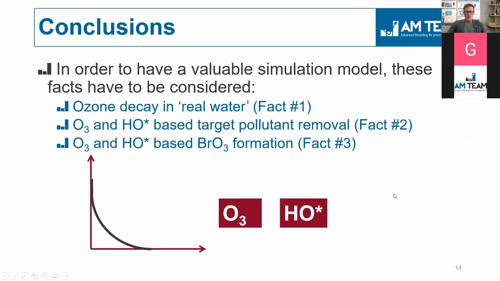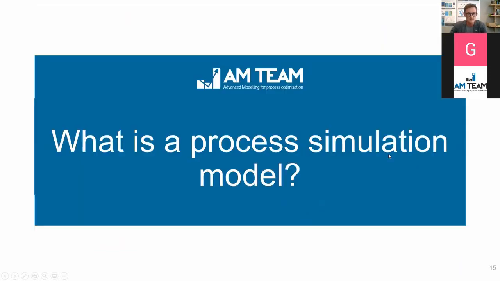So the conclusions from these three facts are: in order to have a valuable simulation model, a tool you can really use for plant, process or equipment engineering, you need to consider these three facts. First, ozone decay in real water. Second, the removal of target pollutants based on ozone and hydroxyl radicals. And third, if you want to predict bromate formation accurately, you also have to have equations for the production of bromate out of radicals and ozone. So these are three important facts we started with. These are fundamental things that we integrated in this model from the start, because otherwise it would really not make a lot of practical sense.